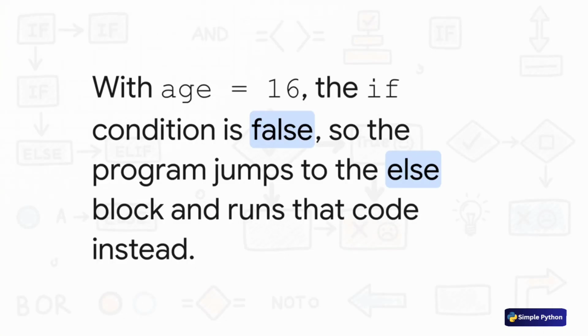By adding an else block, we're creating an alternative path. So now, if we set the age to 16, Python first checks the if condition. Is 16 greater than or equal to 18? Nope, that's false. So it completely skips the if block and jumps straight down to the else block and runs that code instead. See, now our program can handle both outcomes no problem.